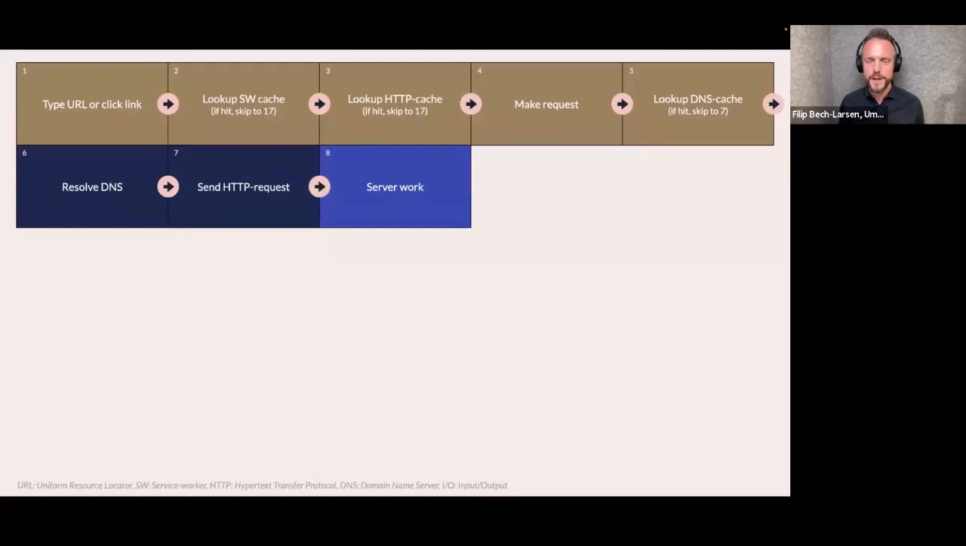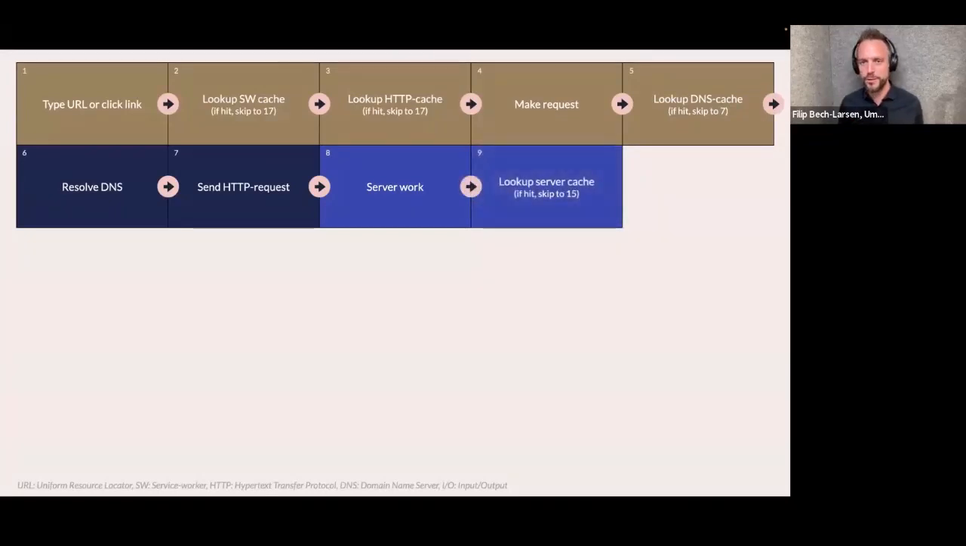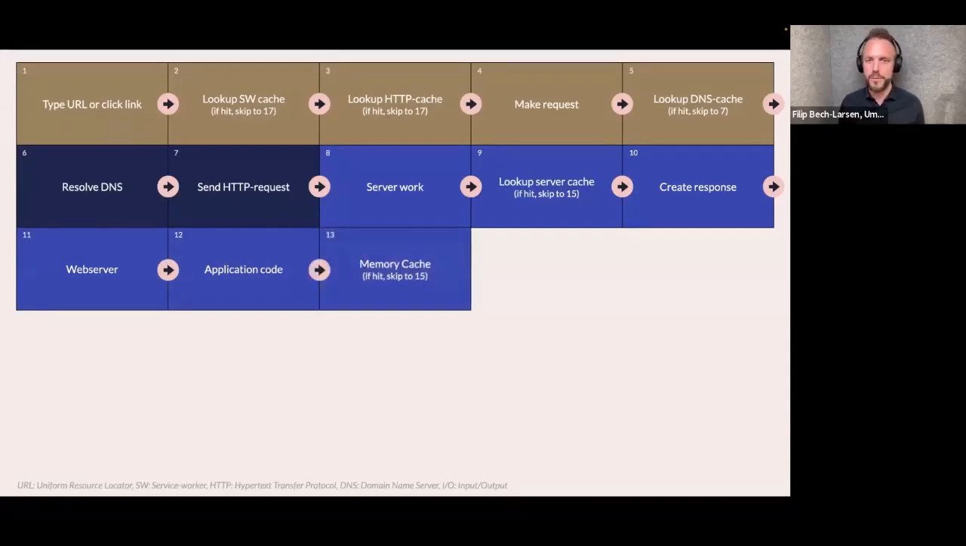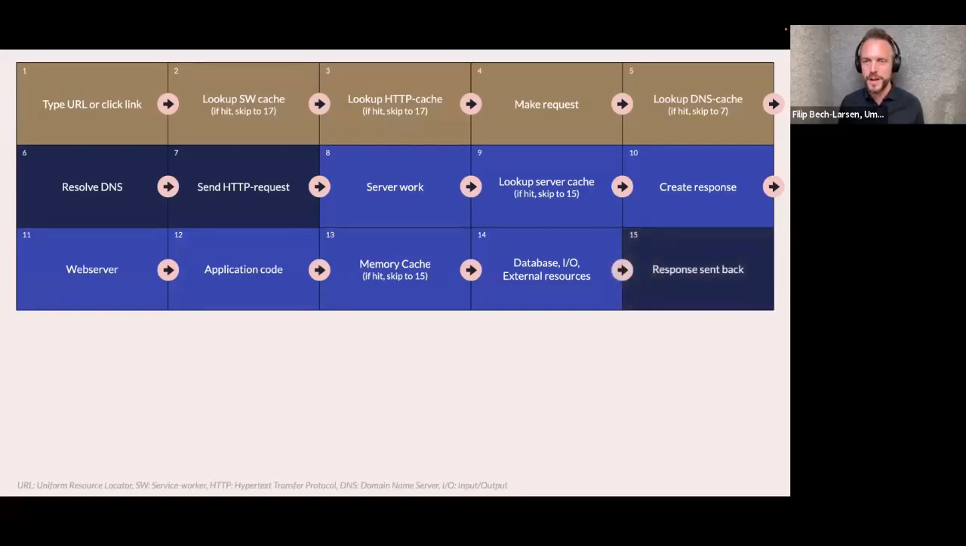Then there's some server work. So this is everything that happens on the actual server that runs the website. Typically, there's some kind of server cache, and then there's more work. It leads to the web server. The web server runs the application code, and it probably stores stuff in the memory cache. If not, it'll maybe go to a database, go to some files, go to some external resources to eventually make the response that the user is actually wanting. We send that response back.